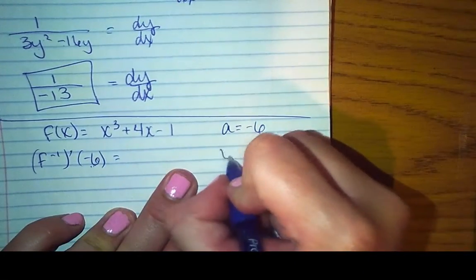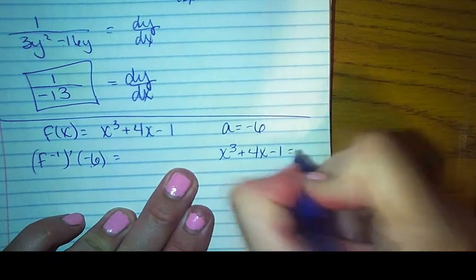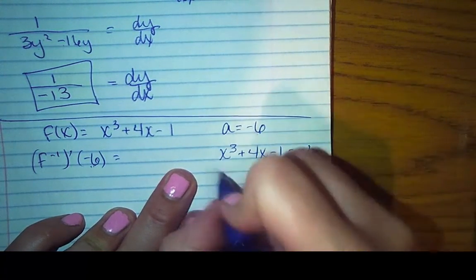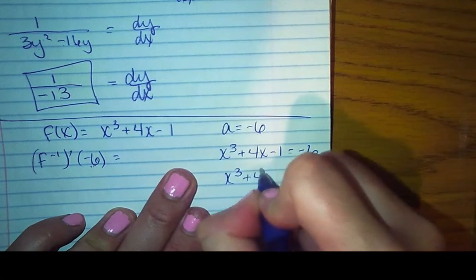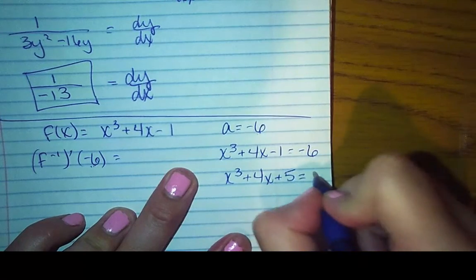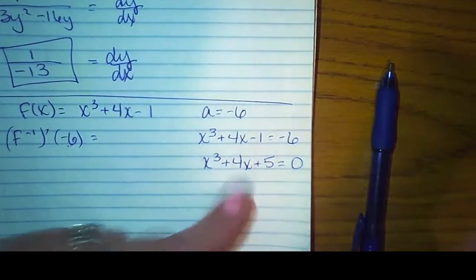So if I look at it this way, that means I've got x to the third plus 4x minus 1 equals -6. Okay, so I'm going to add 6 to both sides. So I get x to the third plus 4x plus 5 equals 0. Now, from here, this is not quadratic, so don't do that.